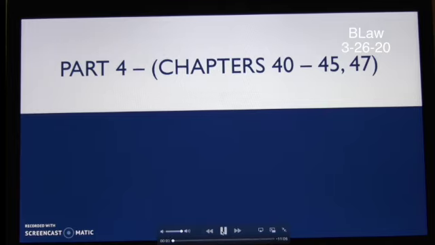Hope everyone's doing well today. What we're going to cover is we're going to move over to part 4 of the textbook, and we are going to focus on chapters 40 through 45 and 47. Today's discussion is actually going to deal with chapter 40, types of business organizations. So let's talk about those business organizations.